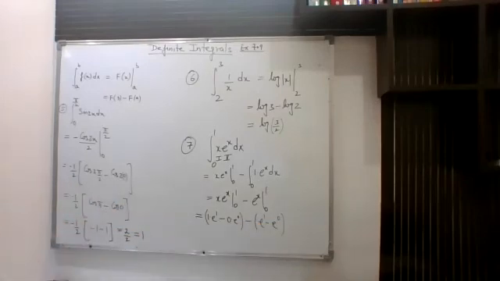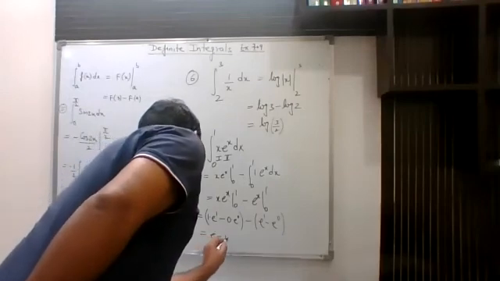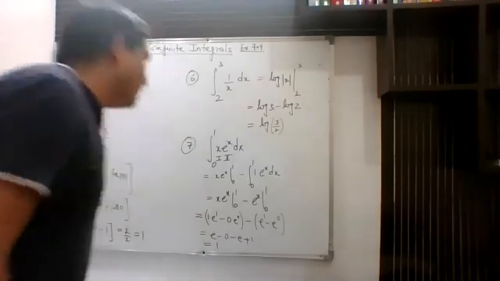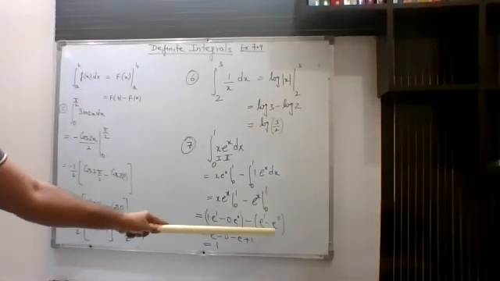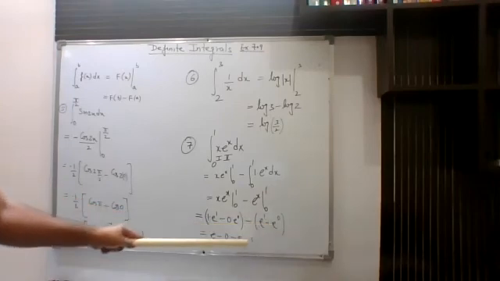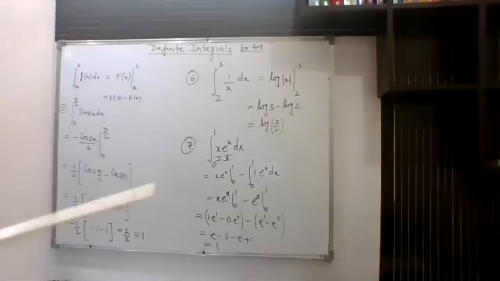So the final answer will be plus 1. Let us see how this can be written as e minus 0 minus e plus 1. So ultimately your answer will be 1, because you know that e to power 0 is simply 1, and this minus will become plus. So finally you will get the answer as positive 1. So this is example number 7.